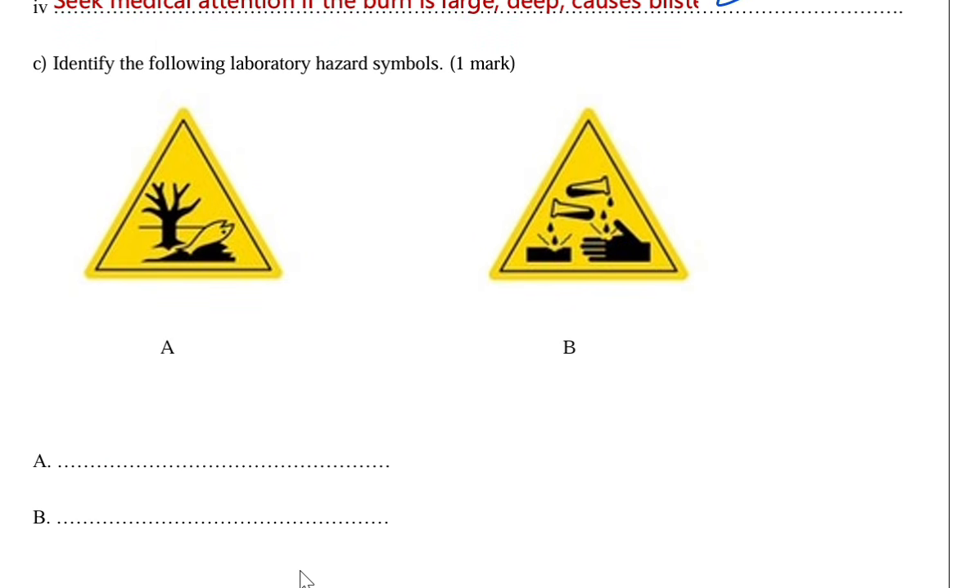Identify the following laboratory hazard symbols. Here we have A and B. We know that A is an environmental hazard, that is, dangerous for the environment. So A stands for environmental hazard. What about B? You can see here we have some test tubes, metal, and also a hand. So this is corrosive substances. The symbol stands for corrosive substances.